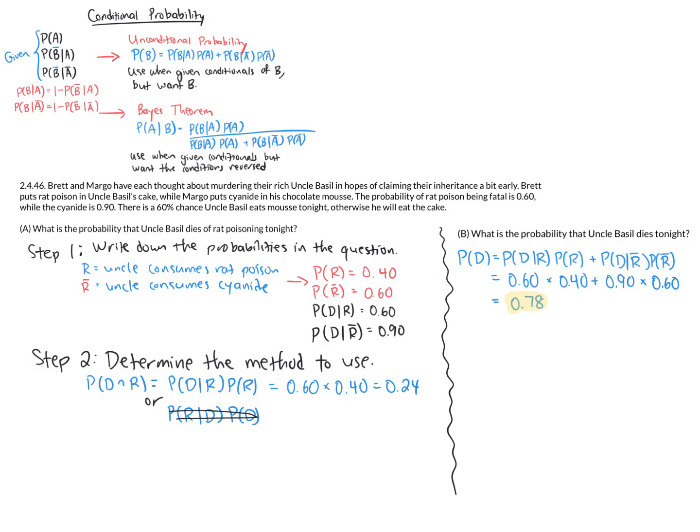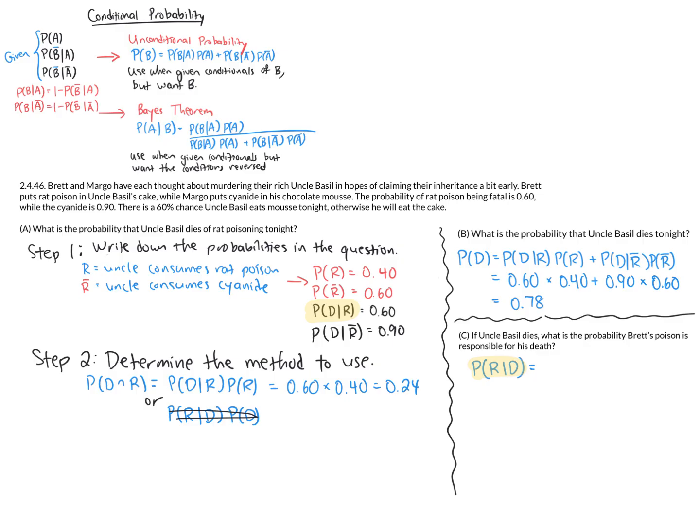Finally, let's look at our last problem here. If Uncle Basil dies, what is the probability that Brett's poison is responsible for his death? So was Brett the killer, or was it Margot? To answer this question, we break it up into parts. First, we have our condition: Uncle Basil dies. Then, we have the probability we're trying to find. Is the poison responsible? So death is our condition, and rat poison is the thing that we want to find out.